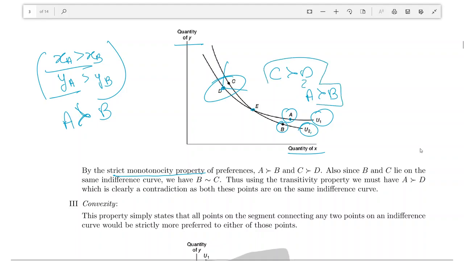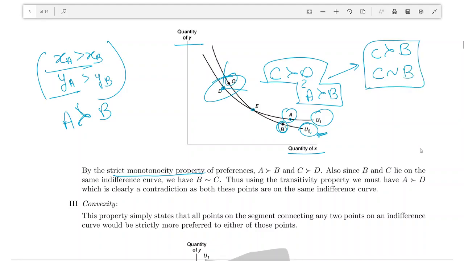So by this entire logic, you get C strictly preferred to D, indifferent to A, strictly preferred to B. So by transitivity, you can say that C is strictly preferred to B. But as you can see, C and B lie on the same indifference curve U2. So you should instead have had C indifferent to B.